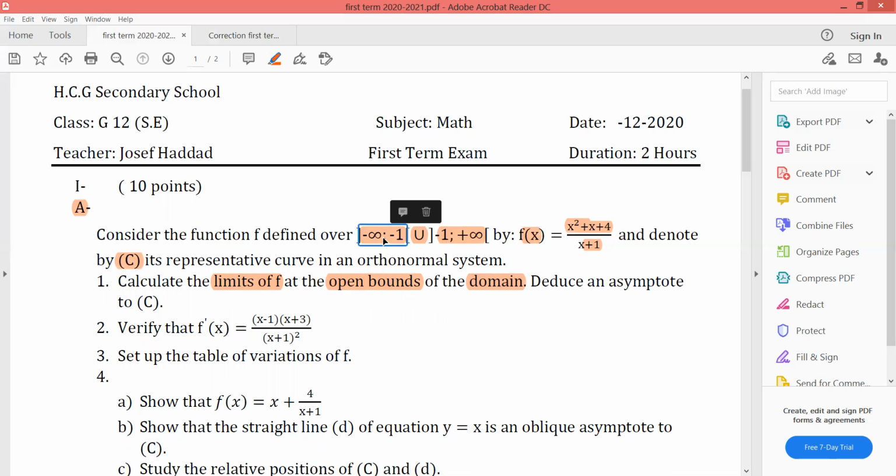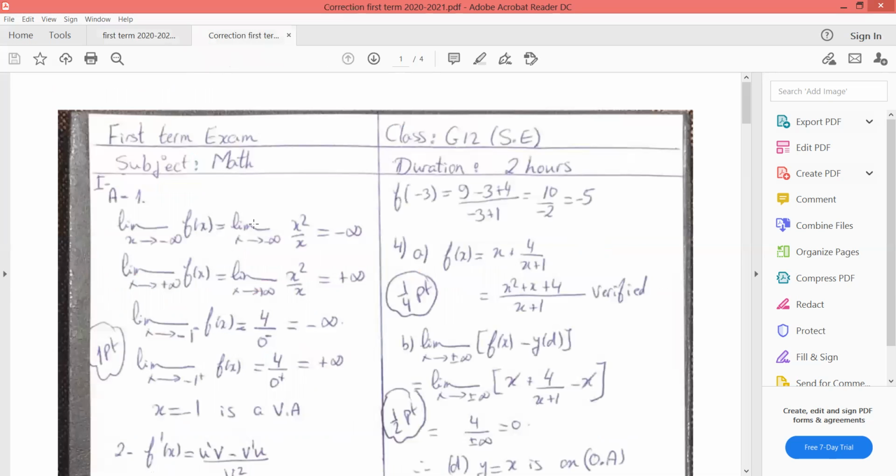So this is the domain here. Here we have two open boundaries, which are minus infinity and minus 1. And here we have two open boundaries, minus 1 and plus infinity. So you are going to determine 4 limits, and after determining the 4 limits, you are going to deduce an asymptote. So 4 limits, then deducing an asymptote.